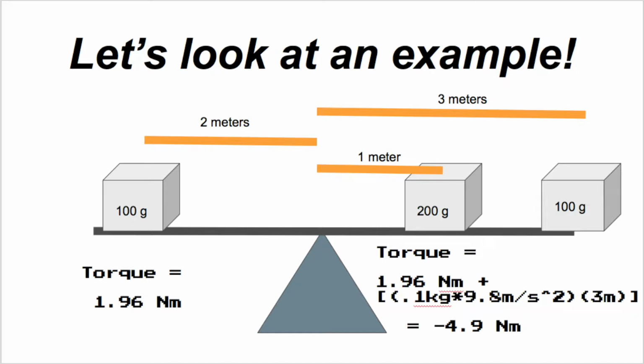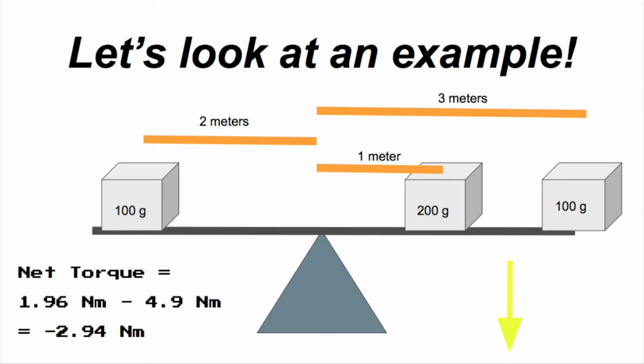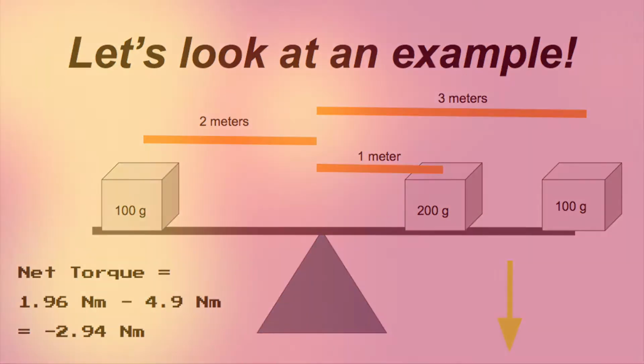While the torque in the counterclockwise direction remains at positive 1.96 Newton meters, the torque in the clockwise direction now adds up to negative 4.9 Newton meters. To calculate the new net torque of the system, we again have to add the torques in both directions, this time yielding a value of negative 2.94 Newton meters. This means net torque is in the clockwise direction and the system is being forced in the negative direction.